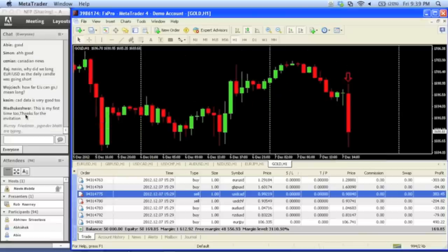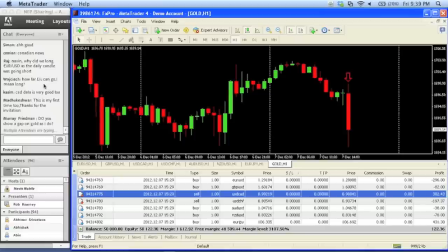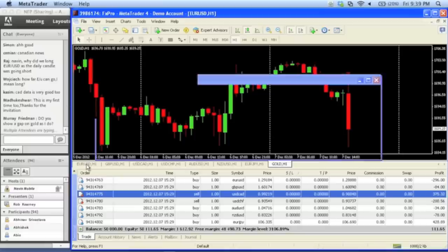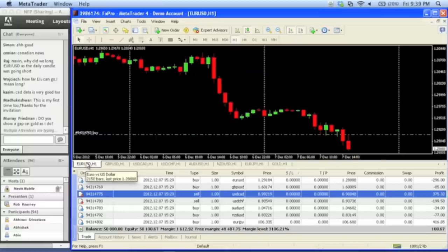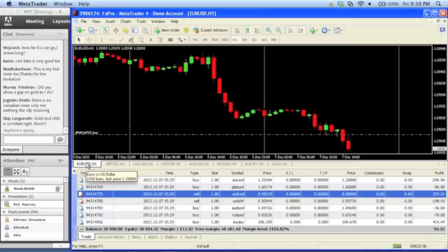Okay, welcome Madhu Keshwar also, welcome. Okay, CAD data is very good also, okay. How far will EU go into long? Well, let's see. If EU actually picks the direction to go long, Euro-USD, that's going to be the direction for the rest of the day.